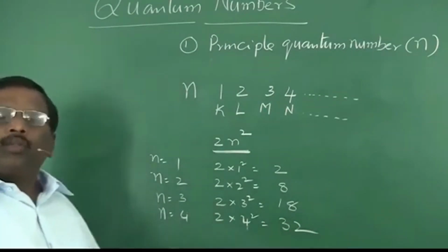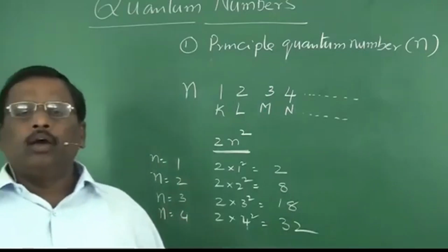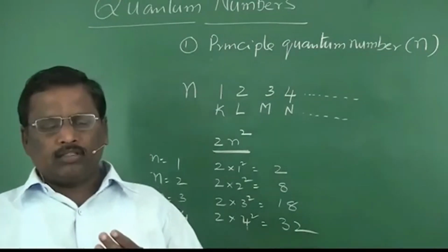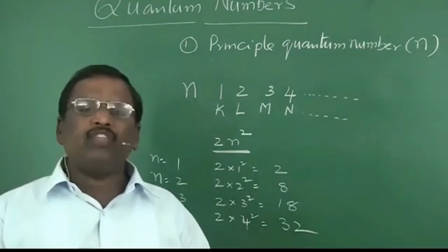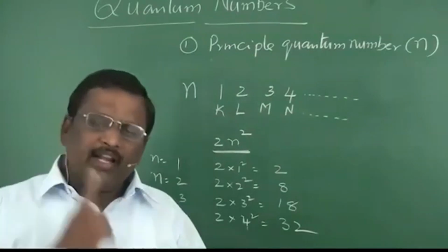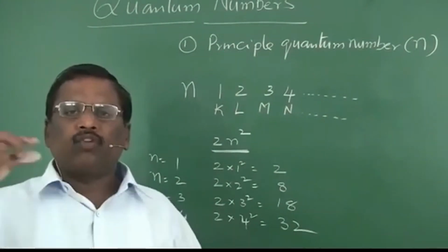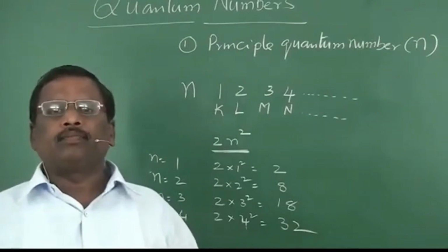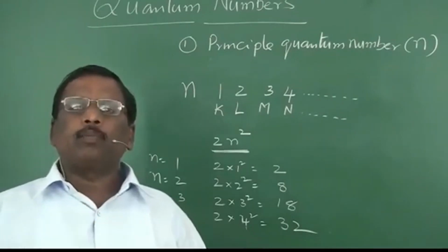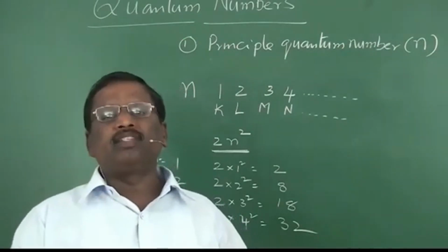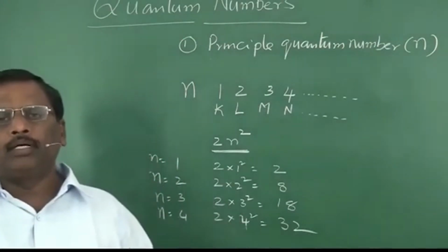So, with the help of this principal quantum number, you can estimate to which main energy level that electron belongs, and you can calculate the energy of the electron, and you can calculate the radius of that orbit, or the distance of that electron from the nucleus. And this quantum number was proposed by Niels Bohr to explain the hydrogen spectra. This is regarding the principal quantum number.